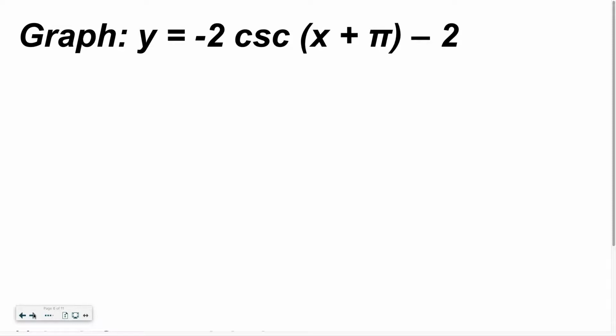equation. Yes? It would be the same. Thank you, Riley. The range would be the same on the parent graph for secant as it was for cosecant.